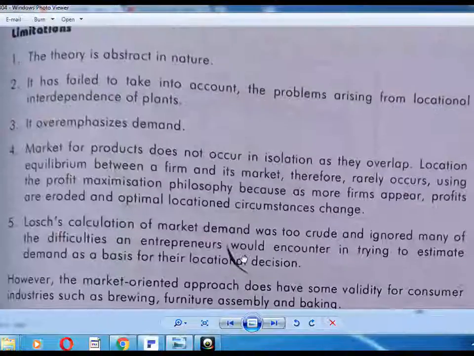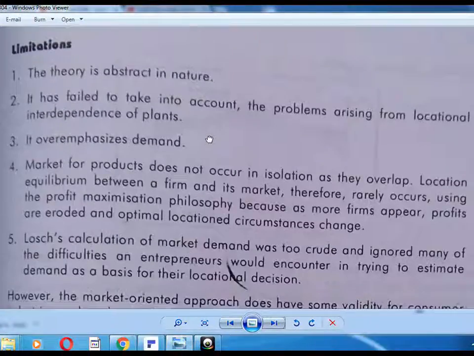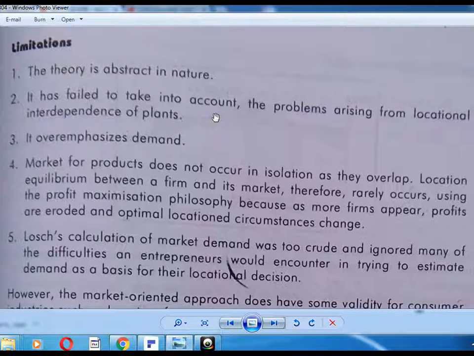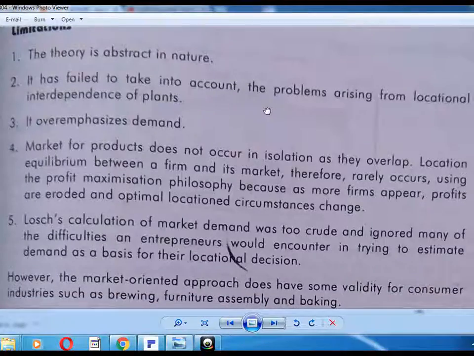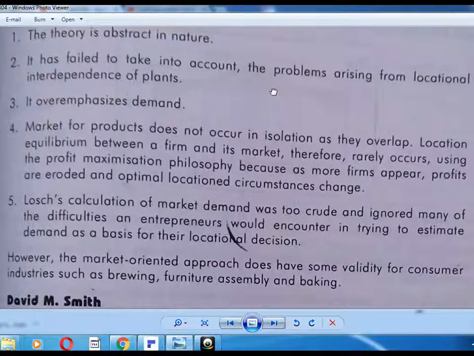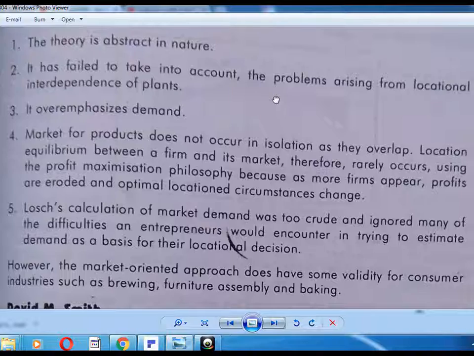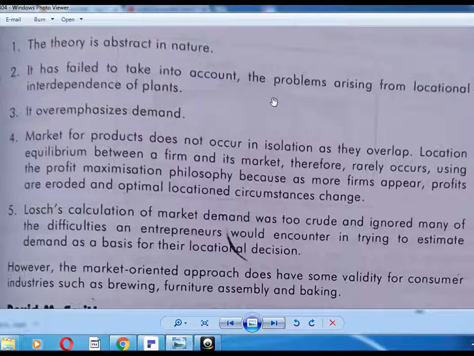Next, what are the limitations of this theory? The theory is abstract in nature. It has failed to take into account the problems arising from locational interdependence of plants.